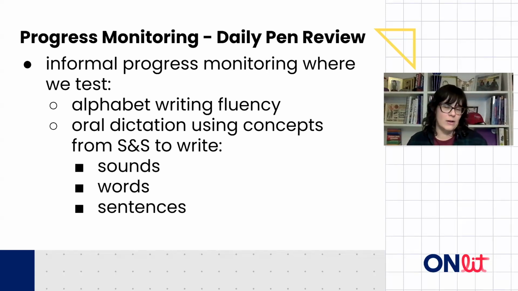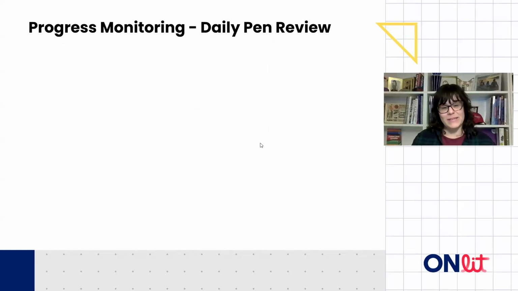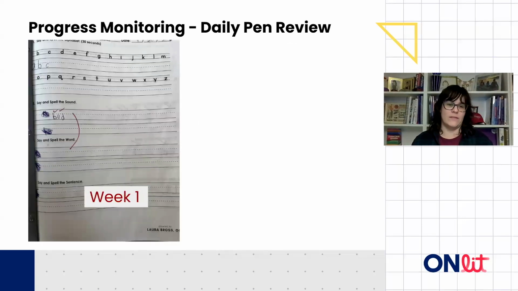This is an informal progress monitoring where I'm looking at their ability to write the alphabet within 30 seconds. And we are orally dictating concepts to them from the scope and sequence, and I'm getting them to write sounds, words, and sentences. I'm going to show you some examples. I hope that they show up on the screen. But here's week one of one of my students.